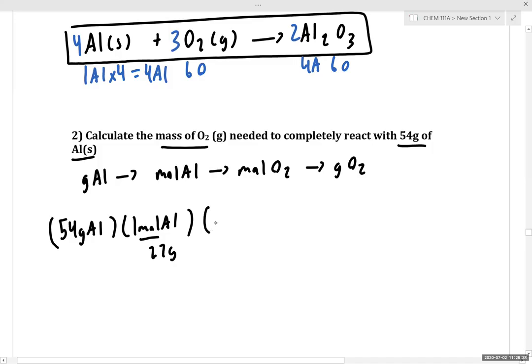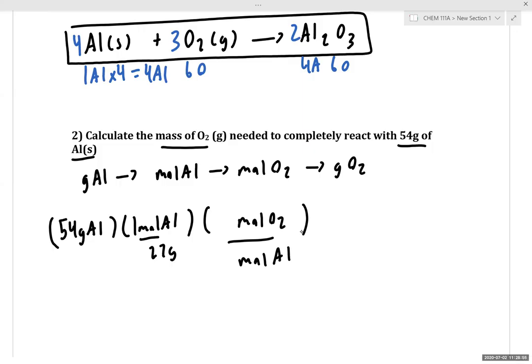We also know that we have how many moles of oxygen per mole of aluminum. What's our mole to mole ratio of oxygen to aluminum? What was that? 3 to 4. 3 to 4, exactly right.